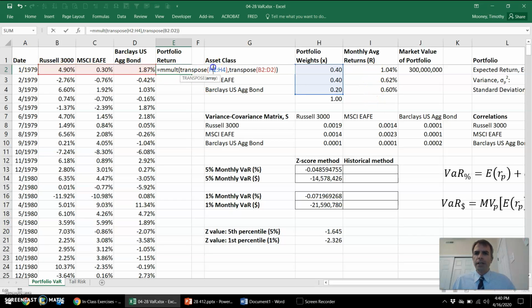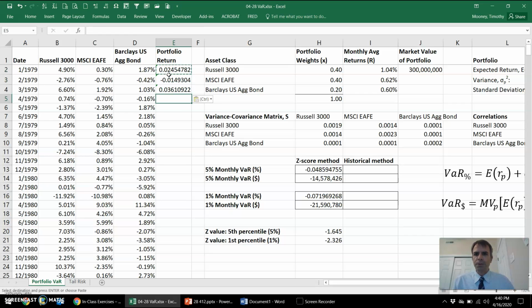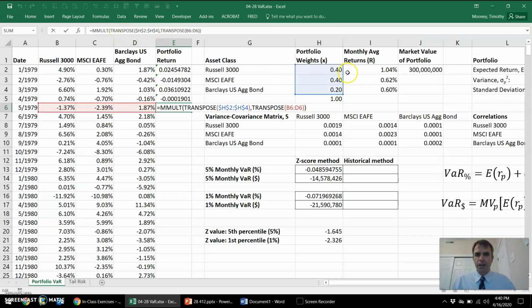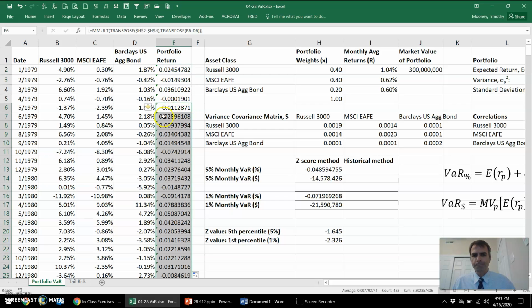Good. And let me make my weight matrix absolute. I'll lock that because as we copy and paste down, we'll compute the portfolio's return in different months, and our cell reference to the weight matrix will stay where it should. Good. This is doing what it wants to do. It's giving me a little warning message, but we can ignore that. So here's the portfolio's return in every month going back to 1979.